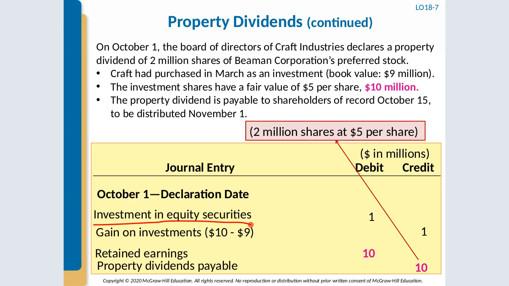our shareholders. However, our book value of these shares is 9 million, but the fair market value is 10. So we need to increase it to fair market value before we distribute the property. So we're going to recognize a gain from the step up in value, and then we're going to debit retained earnings, because remember, all dividends come out of retained earnings, and then we are going to credit our property dividend payable on the declaration date.